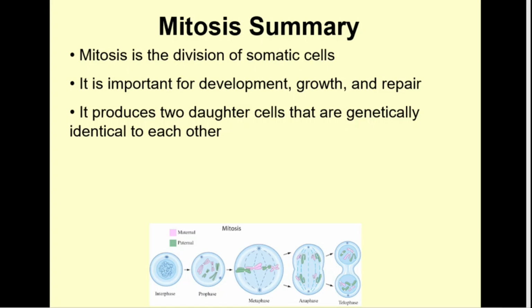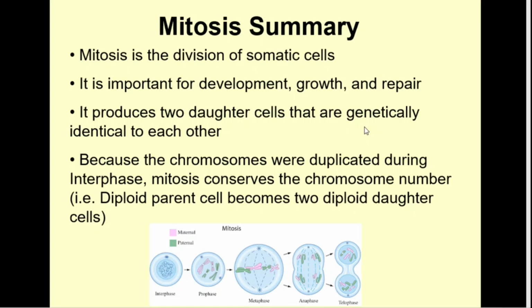Well, what does mitosis produce? It produces two daughter cells that are genetically identical to each other. And they'll also be identical to what was the parent cell, which obviously doesn't exist anymore because the parent cell has divided into two daughter cells. You can see that on the diagram at the bottom here.